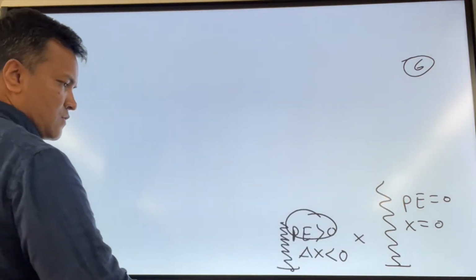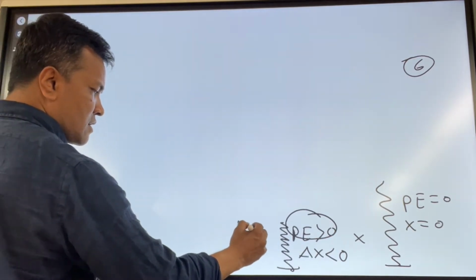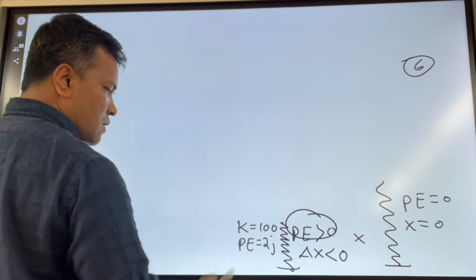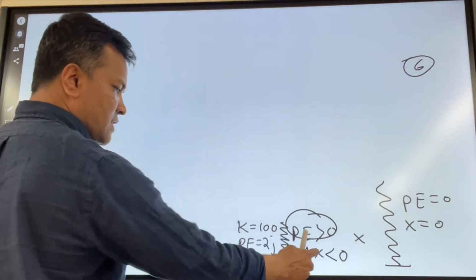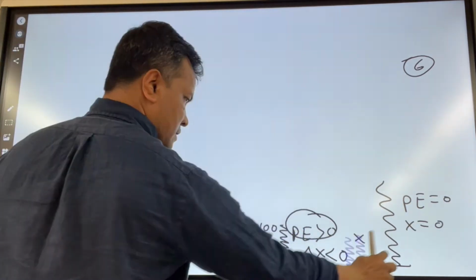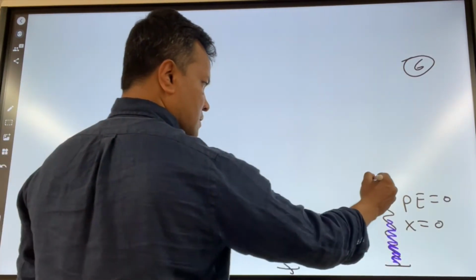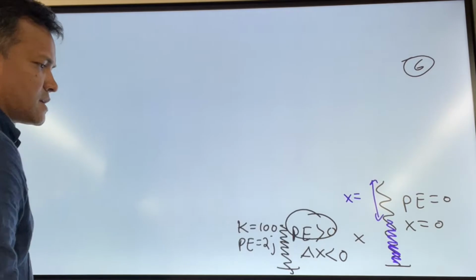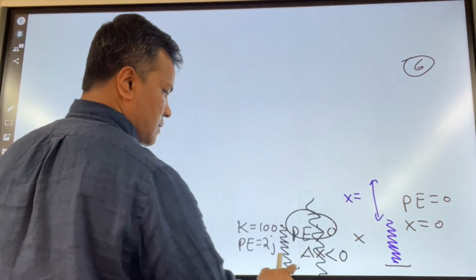So if I give you a few things, if I give you K is 100 and potential energy is, let's say, 2 joule. All right, what do you want to find? You want to find this X. So how much is this X? Let's find it out.